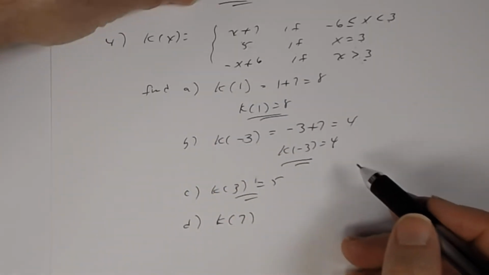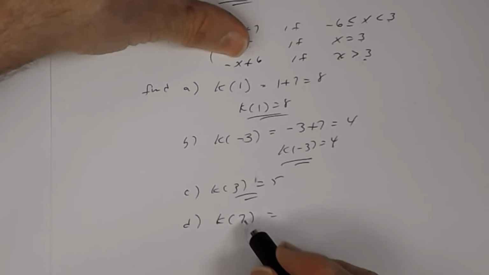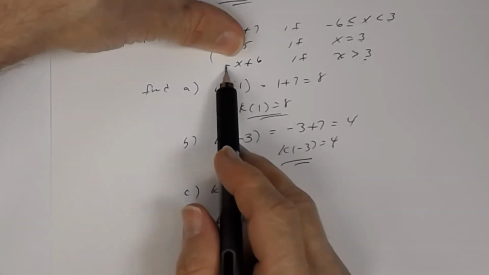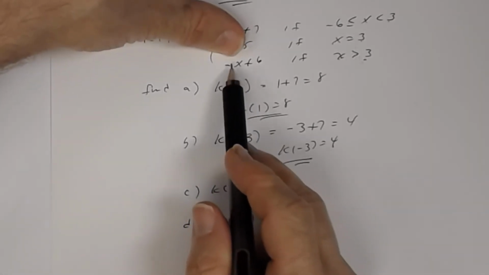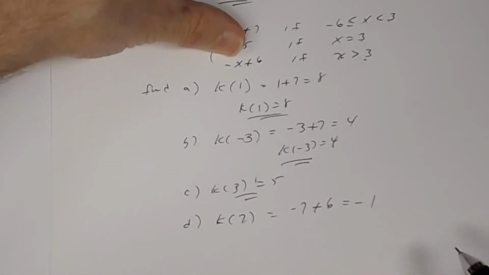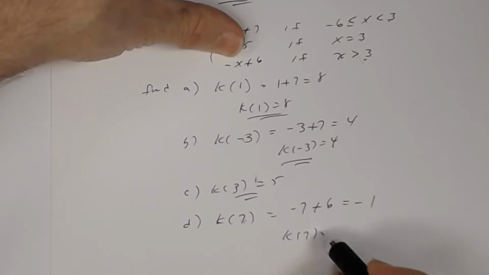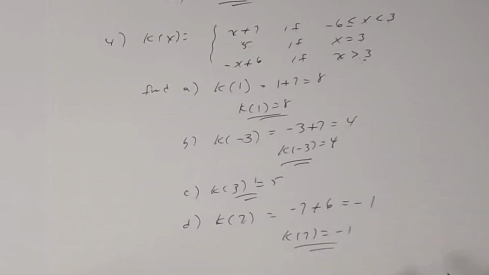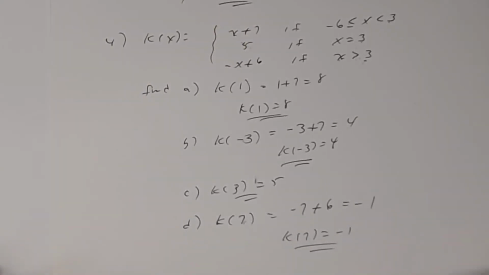So k of 7 then will be, wherever you see the variable x, you substitute 7. Remember, this means the opposite of x, so the opposite of 7. So this becomes negative 7 plus 6, which is negative 1. So k of 7 then equals negative 1. All right, so that's number 4.